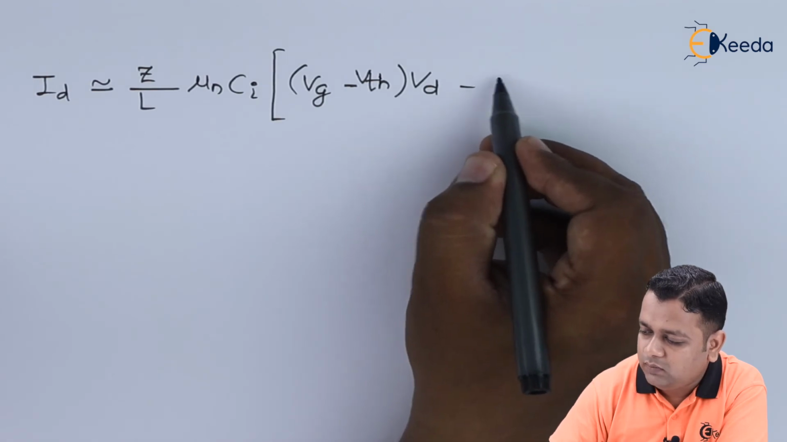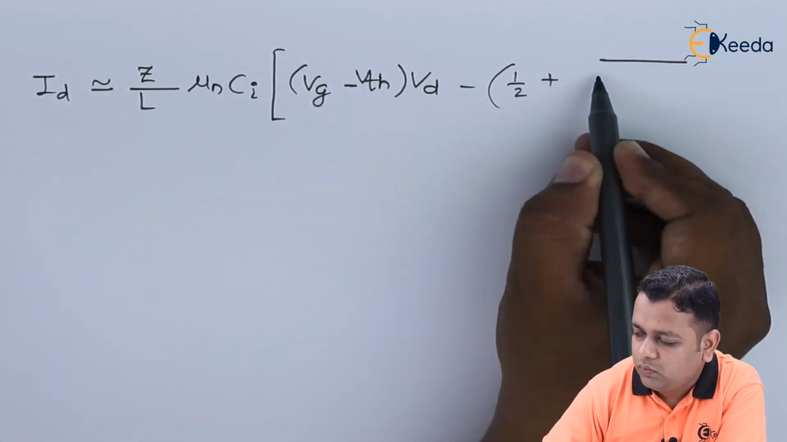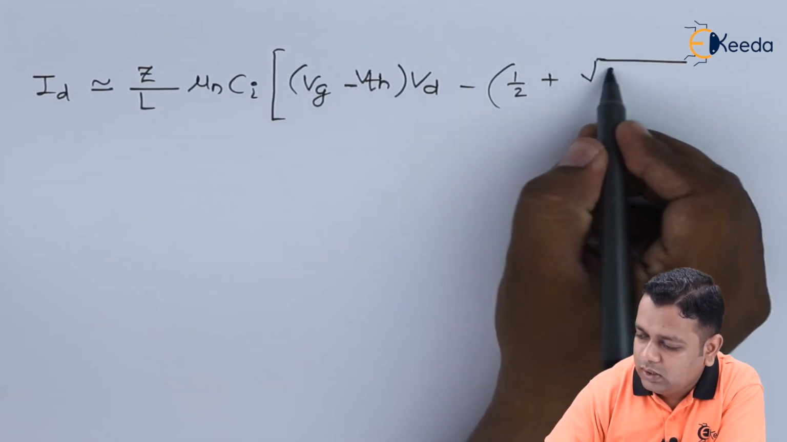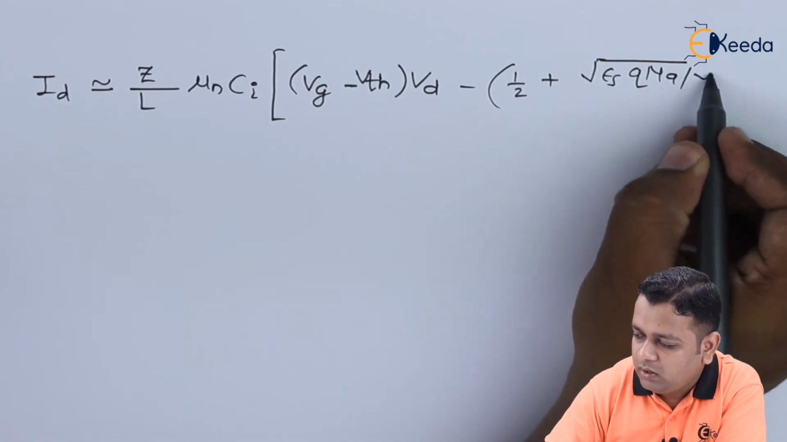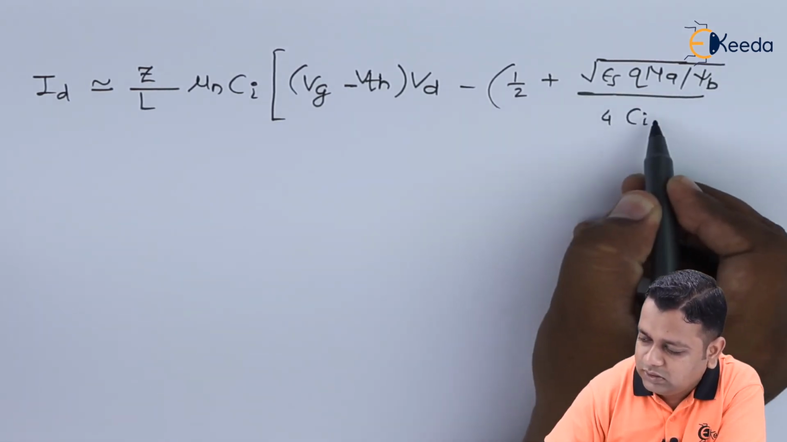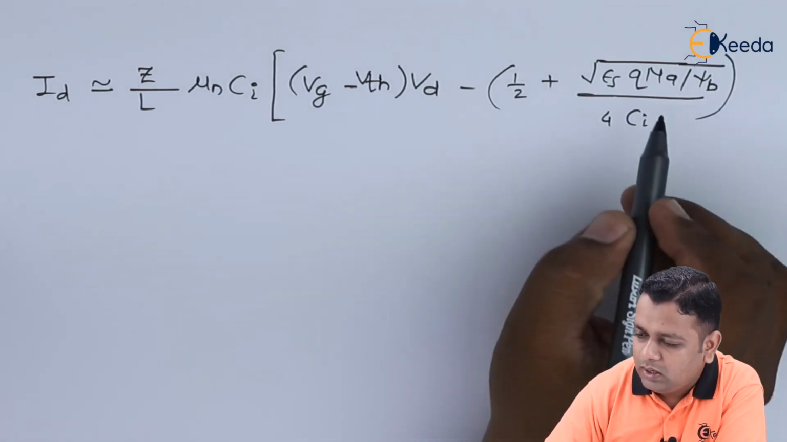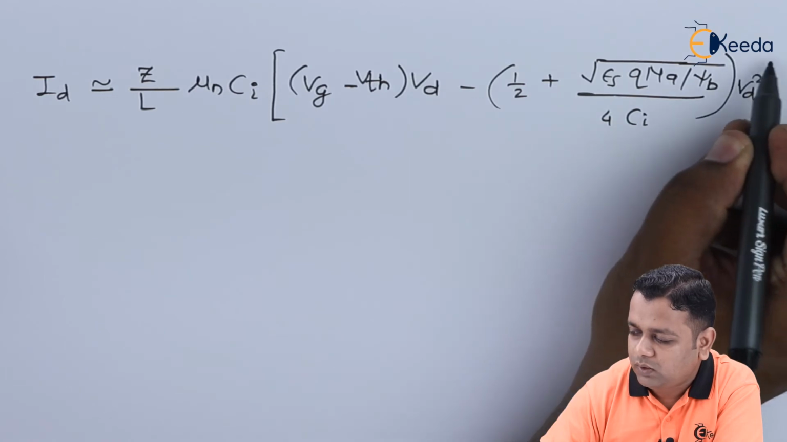So minus, here we have 1 by 2 added with the square root in the numerator that has epsilon suffix s q into Na divided by psi suffix b, and this is divided by 4 times C suffix I here, and the parenthesis is completed and it is in multiplication to Vd square here.